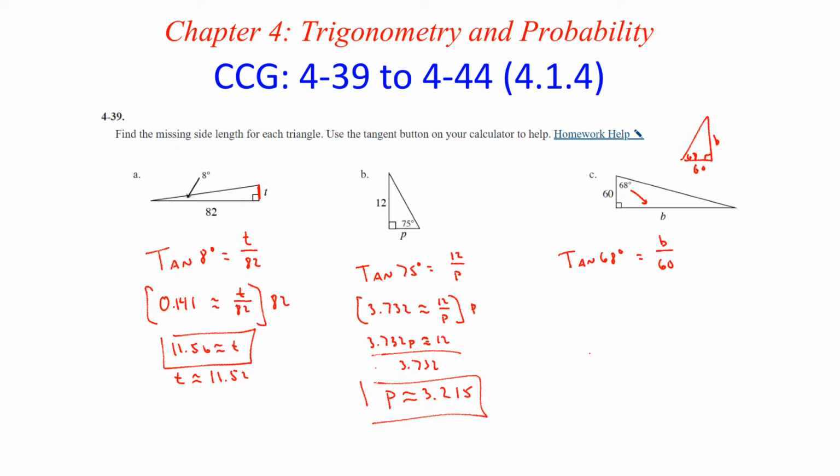So we have tangent of 68 degrees, which is approximately 2.475. And then we can multiply both sides by 60. So 2.475 times 60 is approximately 148.5. So b is approximately 148.5. And once again, if you are using the exact value of tangent of 68 degrees in your calculator, you might get even a closer answer to the actual value.